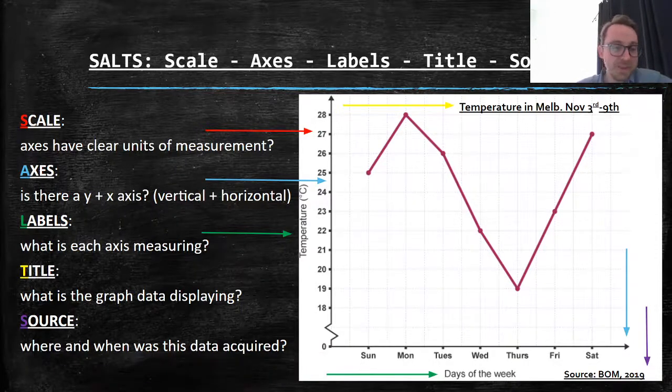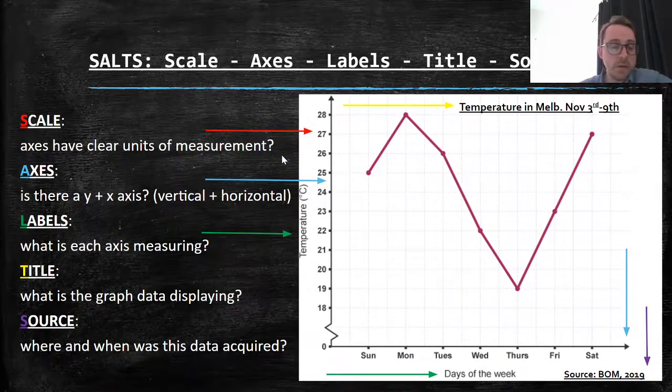Title. I need to know what the graph data is displaying. You have to be careful with your title as well, because some people will write temperature, and they'll say, yep, all good. Not really. You need to be specific. So temperature for where? Temperature in Melbourne. When? November 3rd to November 9th. Excellent. That's a good title.